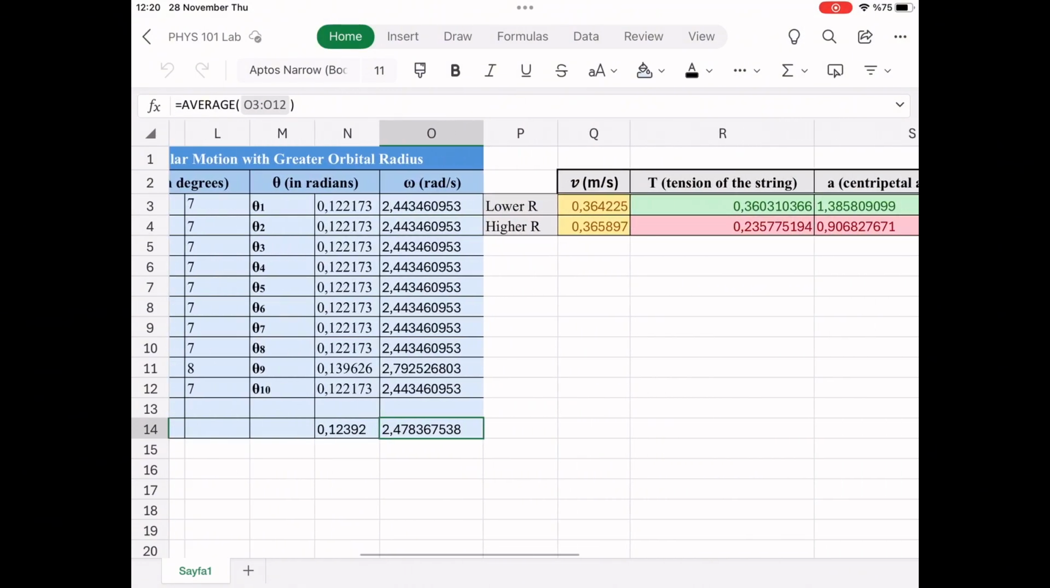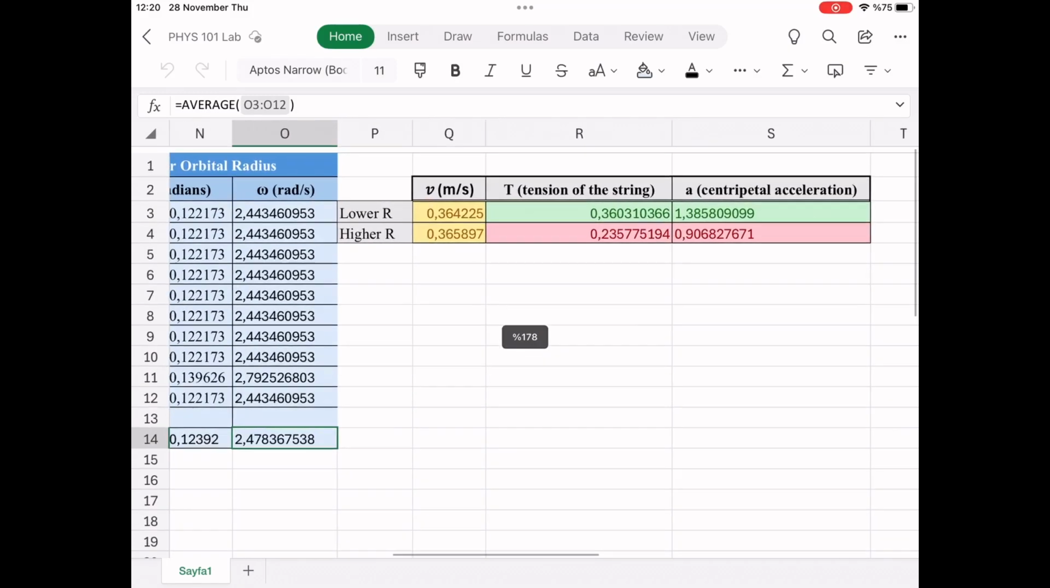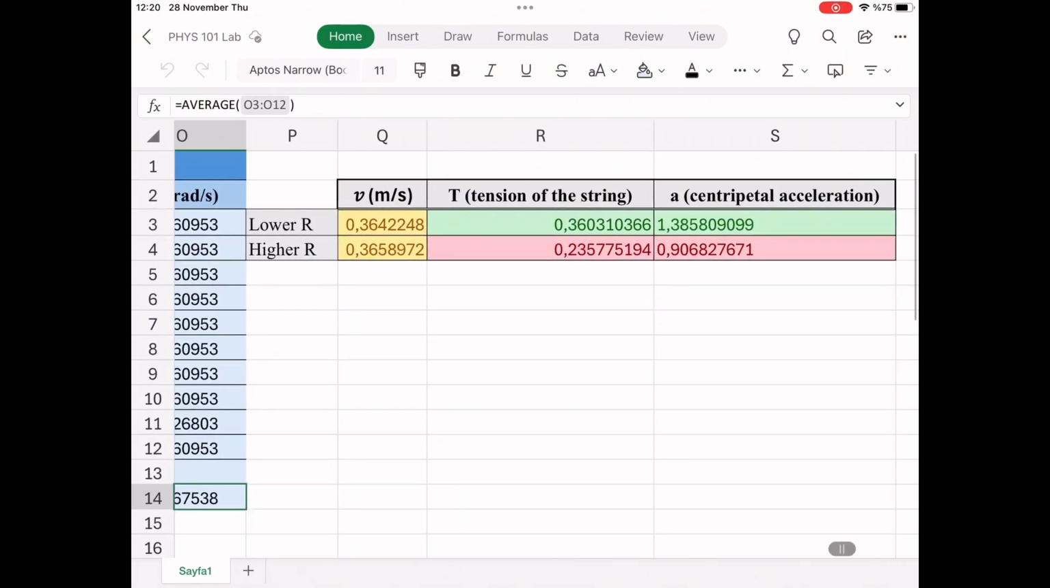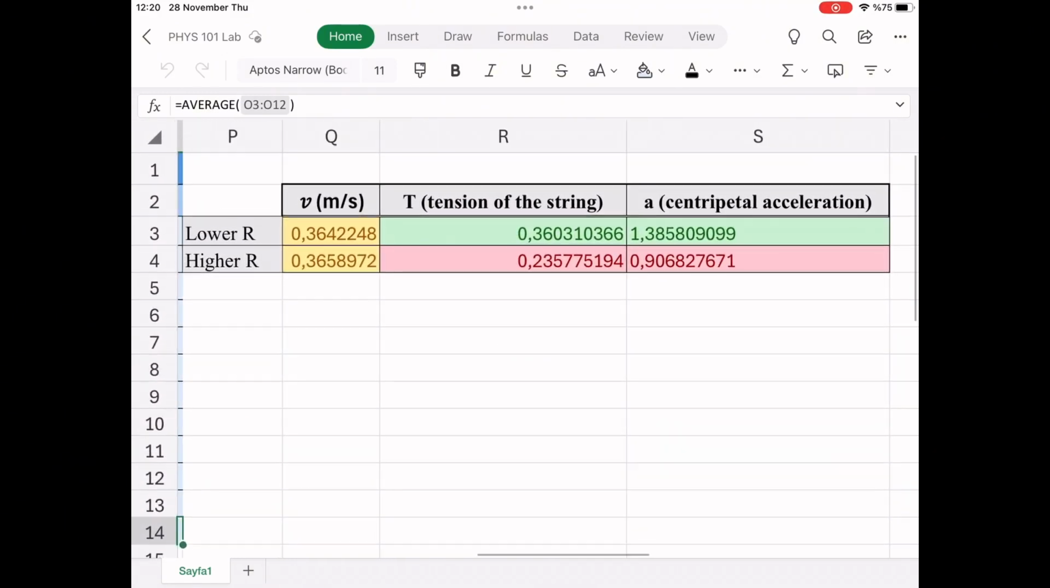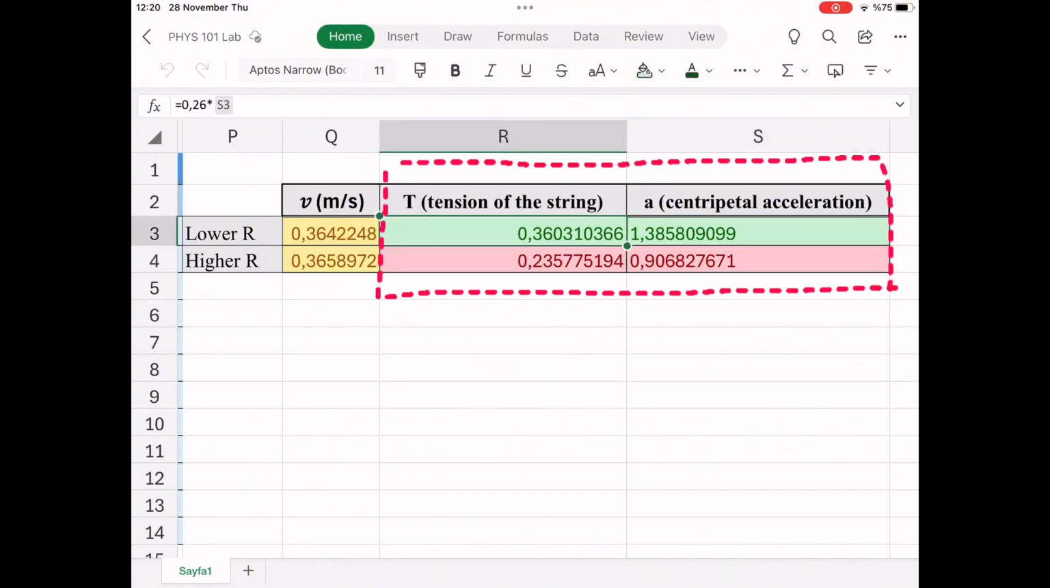Finally, I am comparing the data I obtained. Apparently, the linear velocity remains constant, unaffected by changes in the radius. As I mentioned earlier, due to some non-ideal conditions, they have a negligible difference that can be disregarded. On the other hand, we can see the centripetal acceleration and the tension of the string decrease as a result of the increase in the radius.